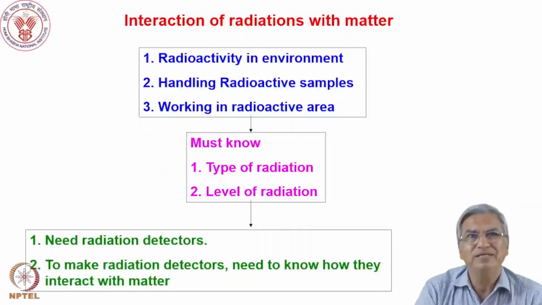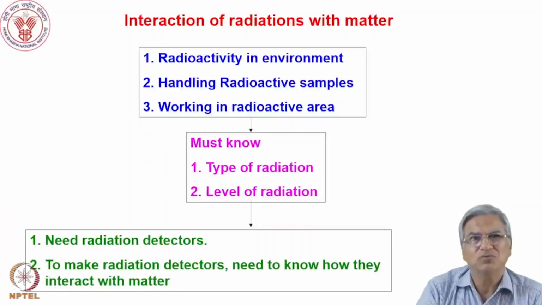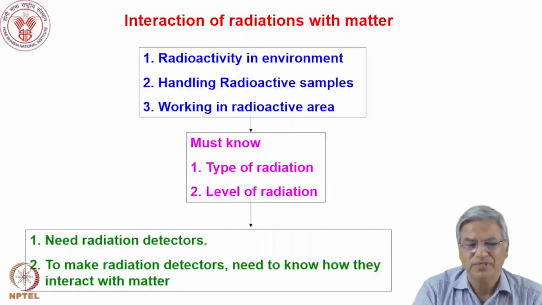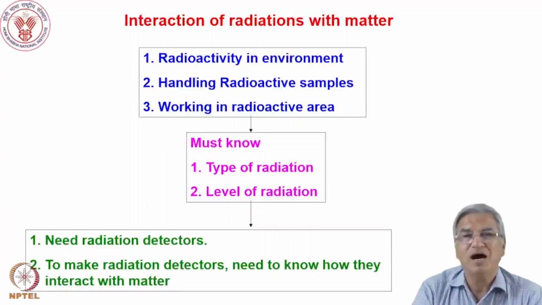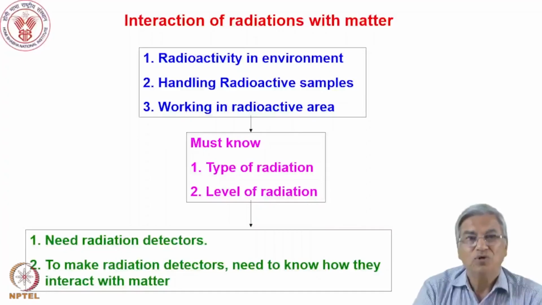Then we may be handling radioactive samples like actinides, or you can have radioactive isotopes for your experiments, or you may be working in a radioactive area. So you need to know what type of radiation you are going to have in the area, and what is the level of that radiation.